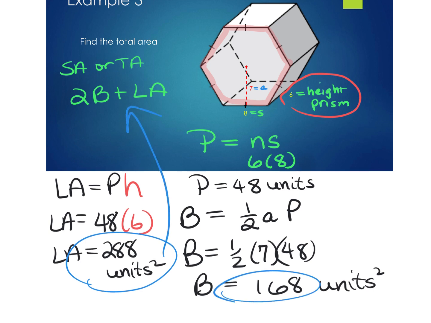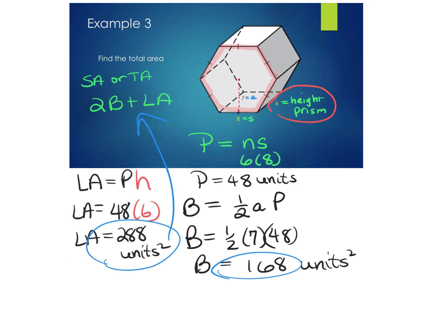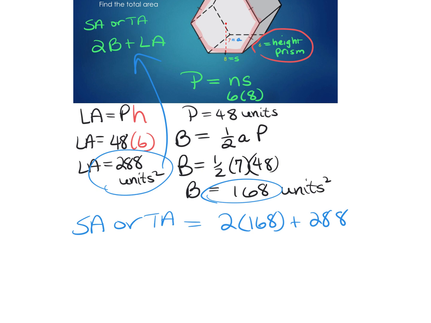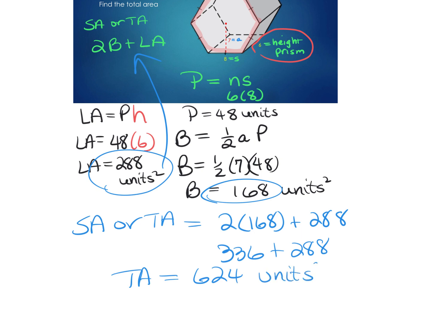Now I'm going to take this lateral area and the base area and plug it into the total area formula. So my surface area, also known as total area, is going to be 2 times the base area plus the lateral area. So 2 times the base gives me 336 plus 288, and my total area is 624 units squared.